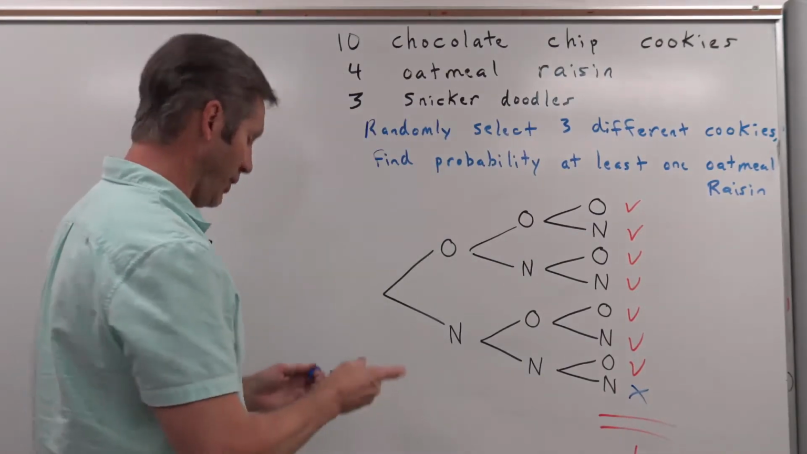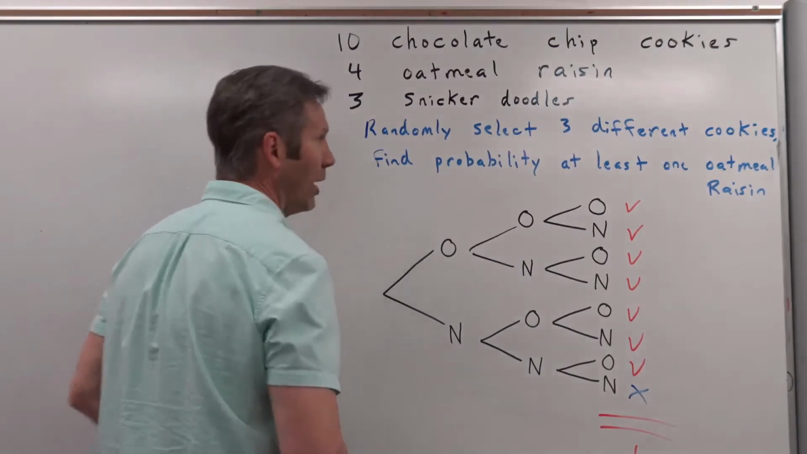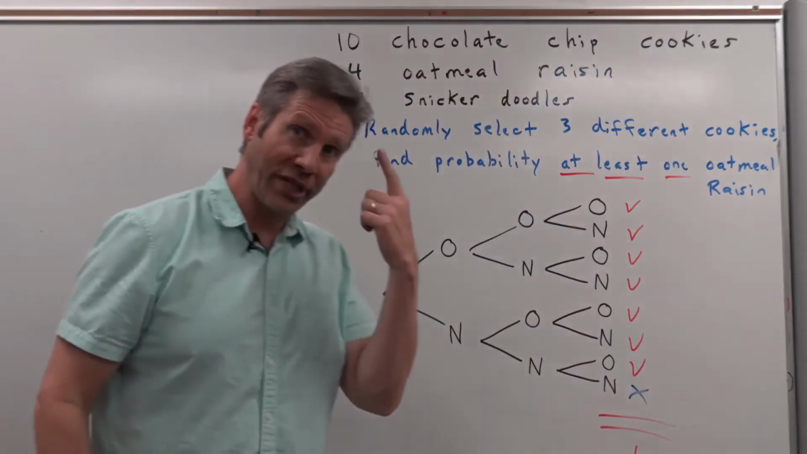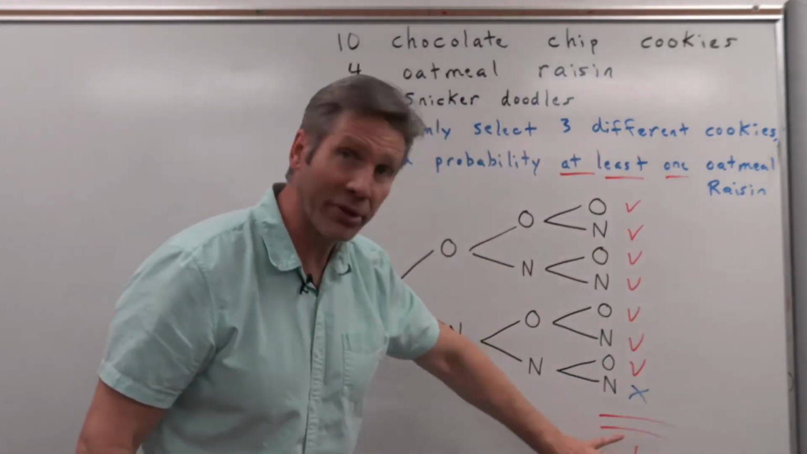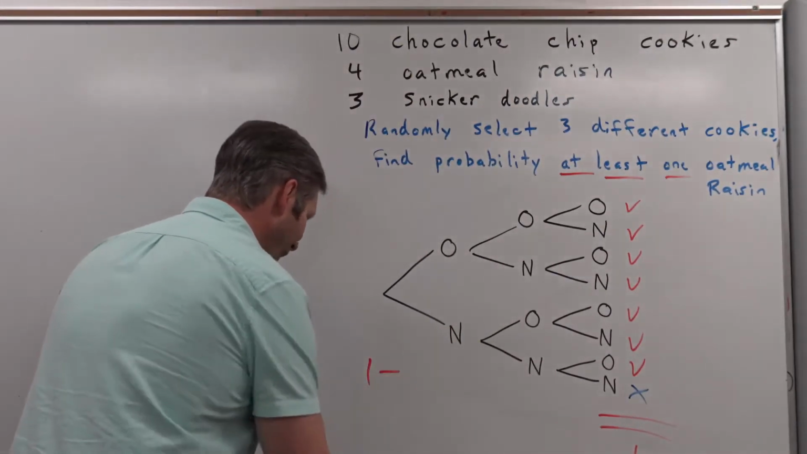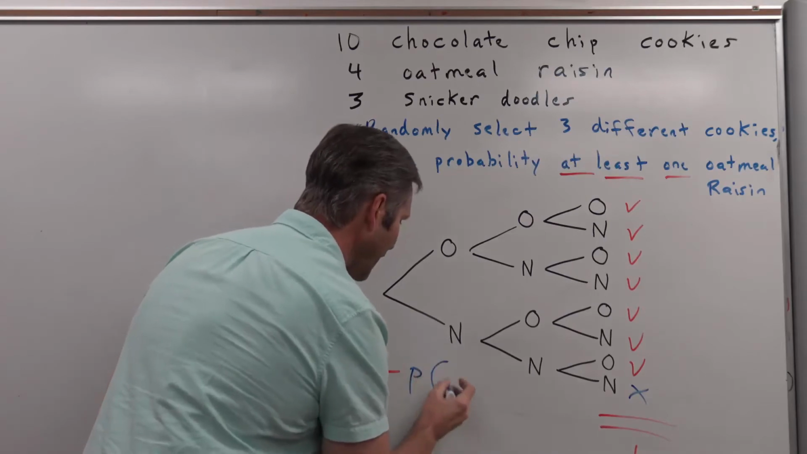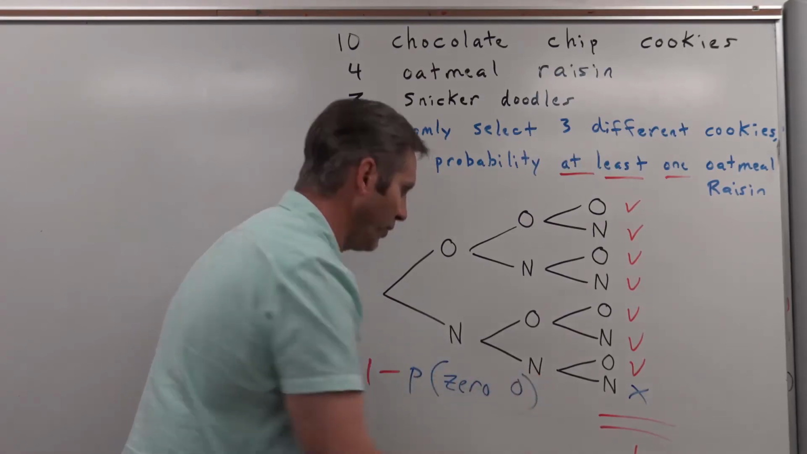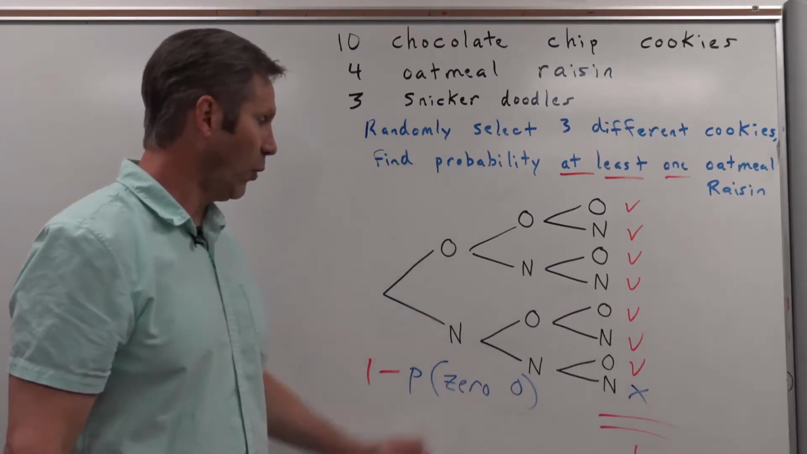So that's why when we see the words at least one, find the probability of getting at least one oatmeal raisin, we're going to do something sneaky. We're going to realize that all the probabilities add up to 1, so we're just going to do 1 minus the probability of getting 0, none of the oatmeal cookies. So 0 successes, no oatmeal raisin.